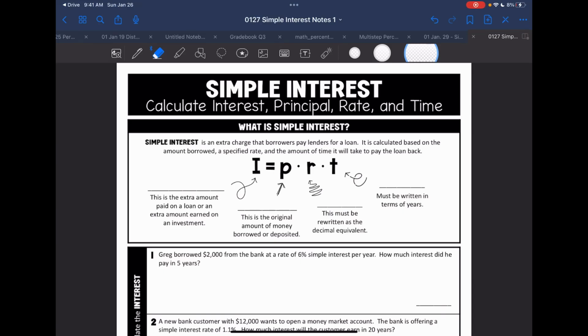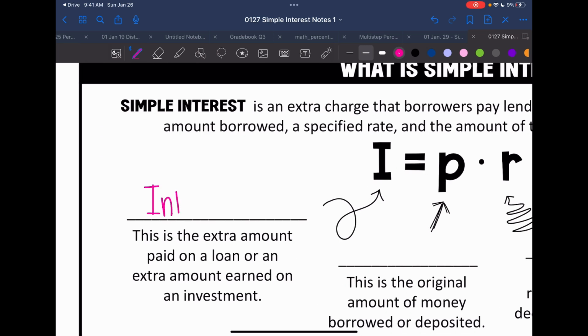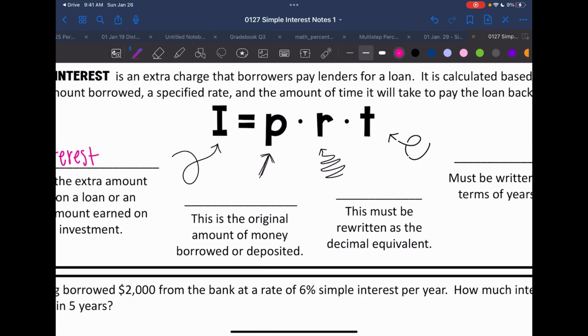Okay, so in math, interest is the extra money you earn or pay when you save or borrow money. And we can calculate simple interest by using a formula, which is right here. So in order to calculate the interest, which is that amount of money that you earn, you need your principal amount. And this is the original amount of money that's borrowed or deposited.